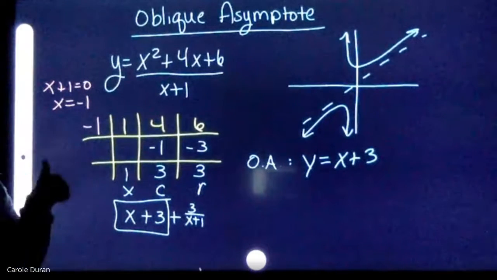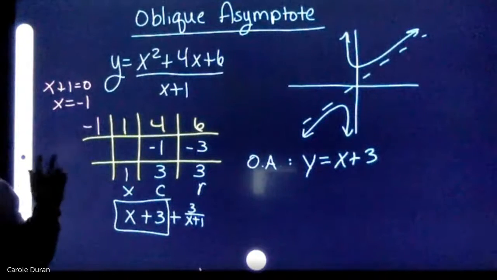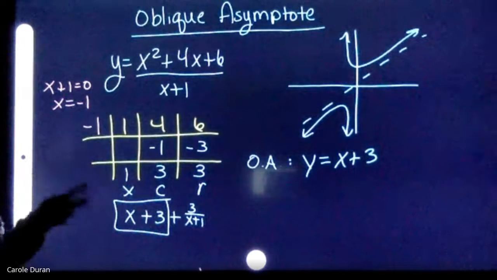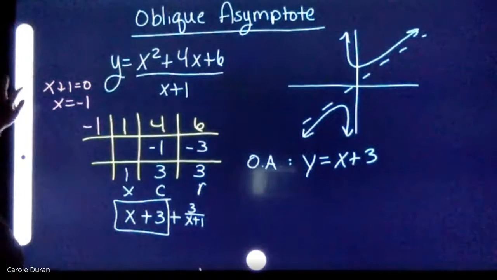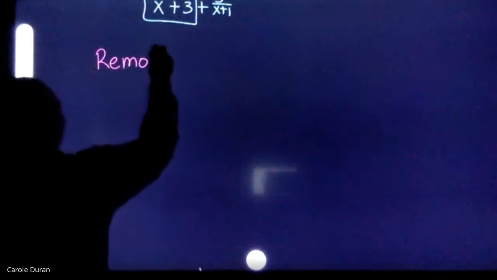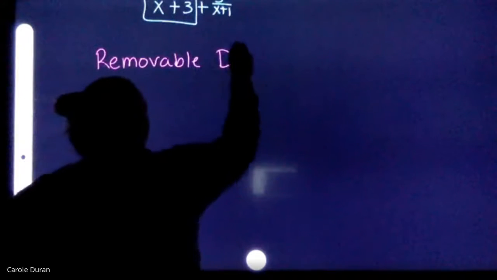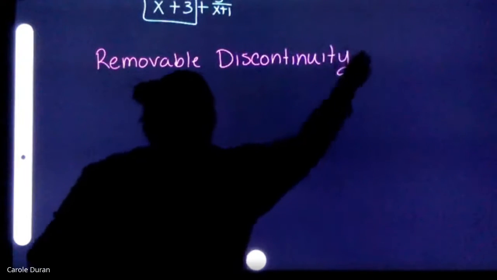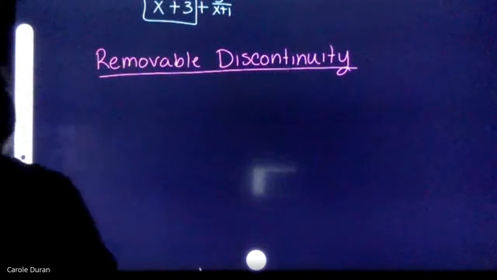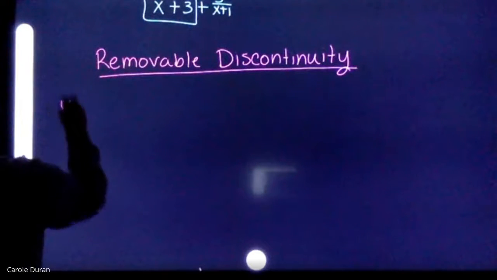Okay, so we have horizontal asymptotes, we have vertical asymptotes, and we have oblique asymptotes. There is another type of gap that we could have in a graph, and that is called a removable discontinuity. And on a graph, a removable discontinuity is simply a circle. So it's literally just a hole in the graph. So here's an example.